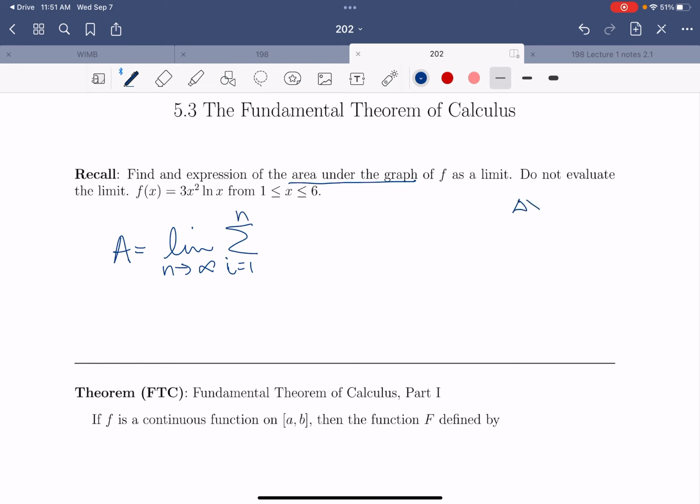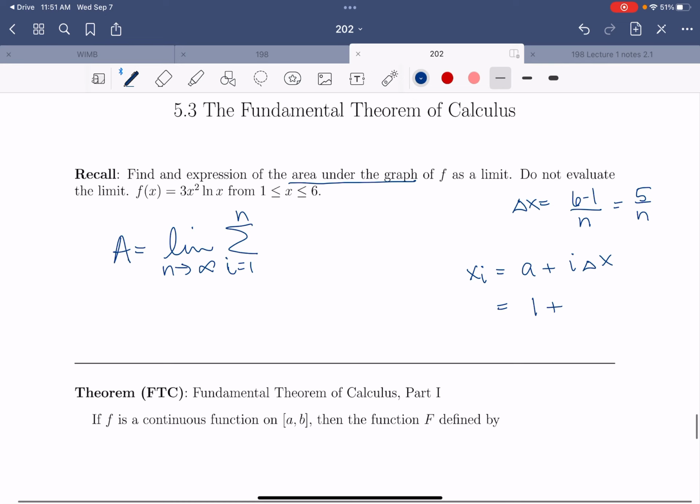So delta x is the difference in your values, so b minus a, or 6 minus 1, all over n. And your xi is a plus i delta x. And in this case, our a is 1, and our delta x is 5 over n. So we're going to have i times 5, or 5i over n. And so then I'm going to take my delta x, which is 5 over n, and plug it right there.